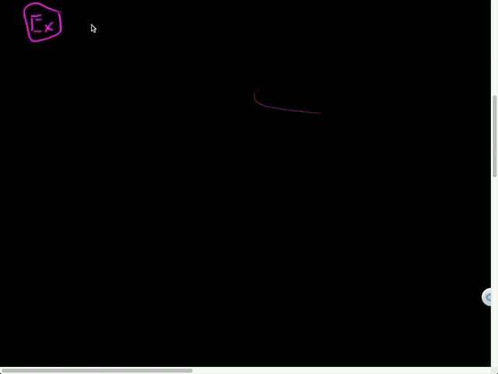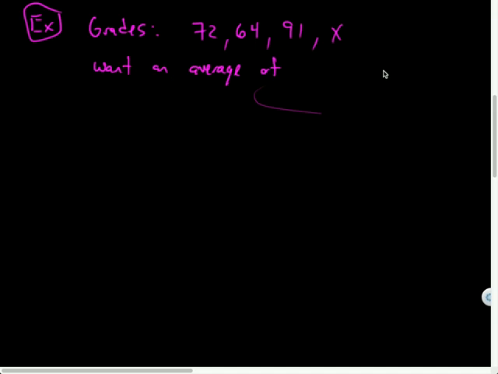Let's say these are some grades. Let's say you've got 72, 47, 64, 47, a 91, 47, and some yet to be taken test. And let's say you want an average of, I don't know, let's say you want an average of 80. Is that even going to be possible? Yeah, let's say you want an average of 80.